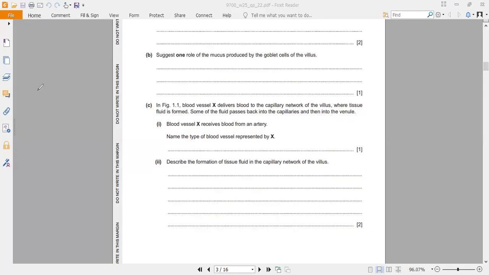It lubricates the lining of the intestine to allow the smooth passage of food. And second one, we can write that it acts as a protective barrier for the intestinal wall against digestive enzymes or acidic contents. It also helps to trap the pathogens to prevent infection. We can write any one of these. So I would like to prefer it acts as a protective barrier.